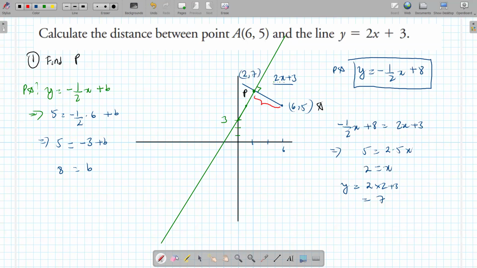Since we already have a sketch, let's just turn this into a triangle. So this is our triangle. What's the height?